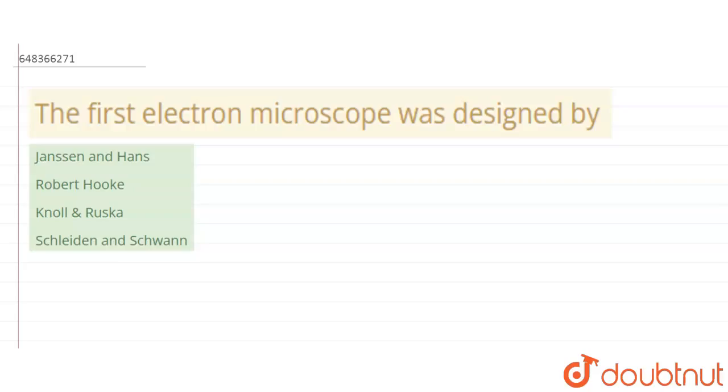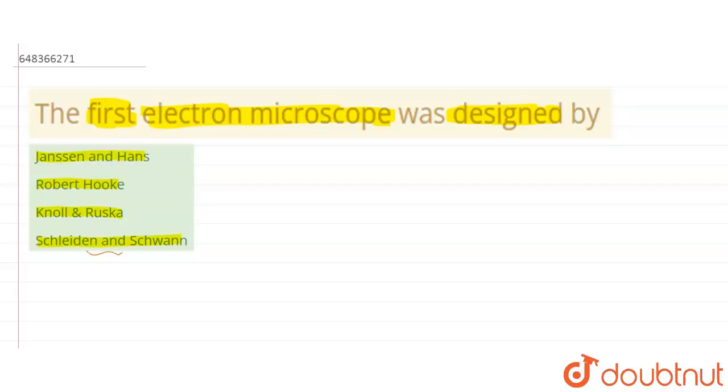Hello everyone. So here we have the question, and the question says that the first electron microscope was first designed by: Janssen and Hans, Robert Hooke, Knoll and Ruska, or Selden and Swan.